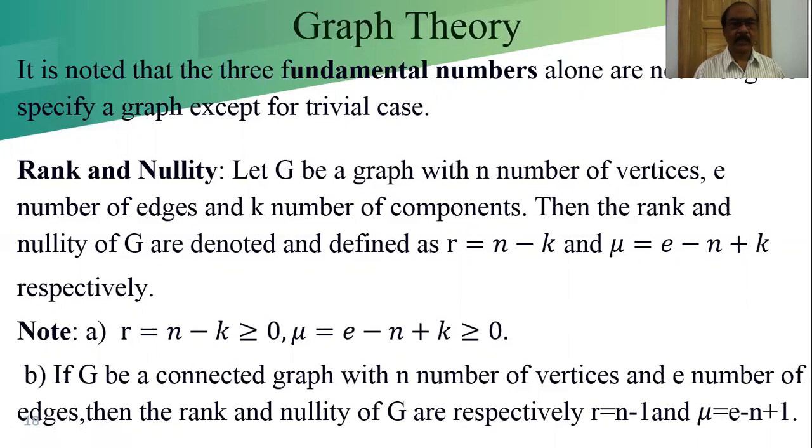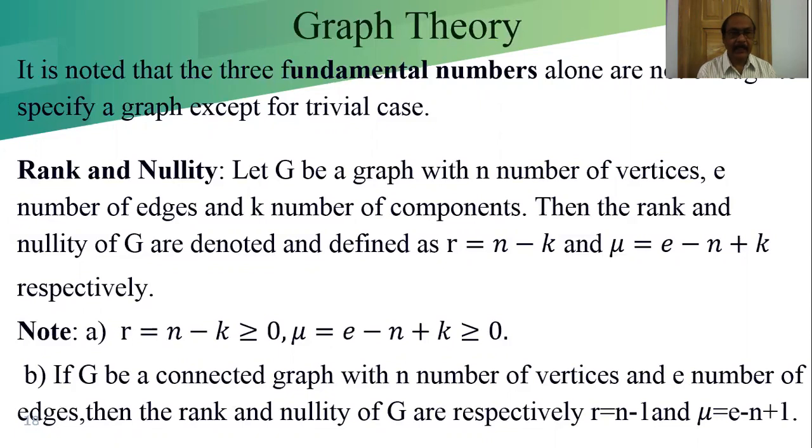Then we are introducing another two numbers. One is called the rank, another is called the nullity. And what is called the rank and what is called the nullity, that we are going to learn. Let G be a graph with n number of vertices, e number of edges and k number of components. When k is greater than 1, then it is a disconnected graph. When k is equal to 1, then it is a connected graph.